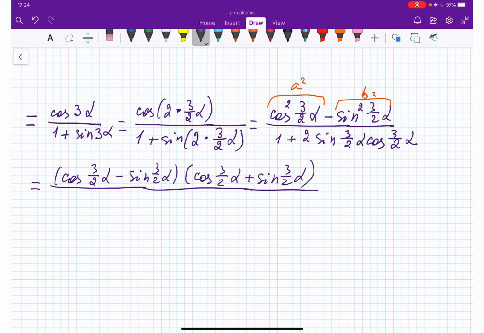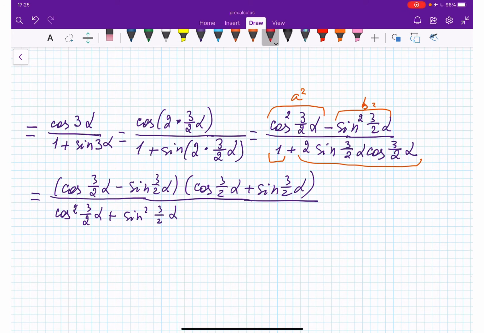So actually, now what can I do here in the denominator? I have 2 sine 3 over 2 alpha cosine 3 over 2 alpha. Look what interesting thing I can do here. Let me see if this will work. Yes, absolutely, it will work. So this one I'm going to represent as cosine squared 3 over 2 alpha plus sine squared 3 over 2 alpha, right? Because we have cosine square alpha plus sine square alpha is equal to 1. So 1 I opened up. Why? Because I saw here plus twice sine 3 over 2 alpha cosine 3 over 2 alpha.